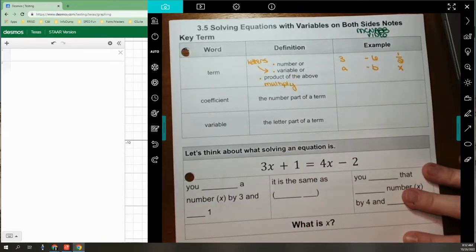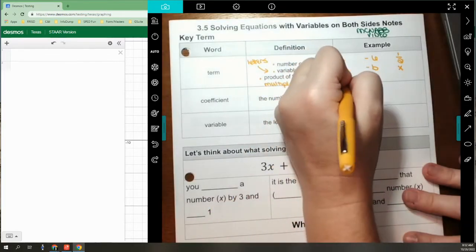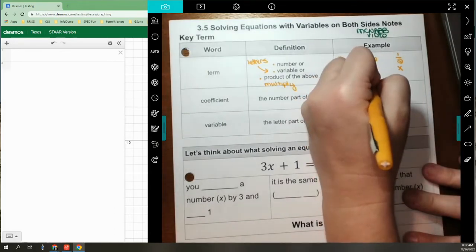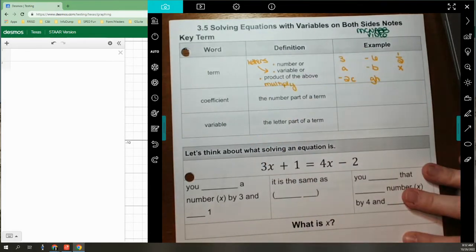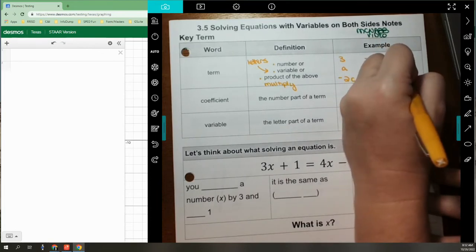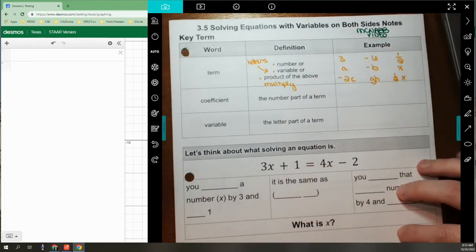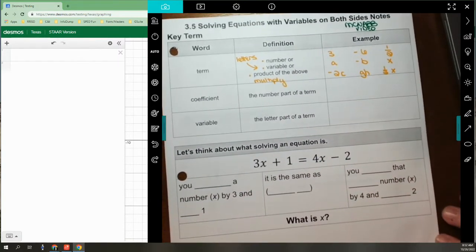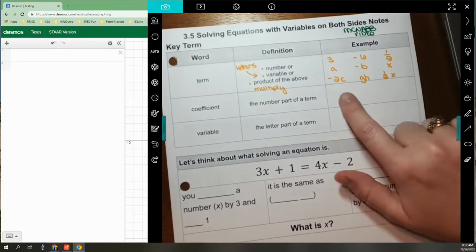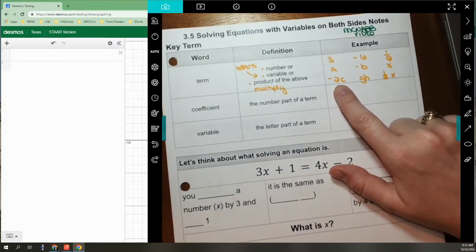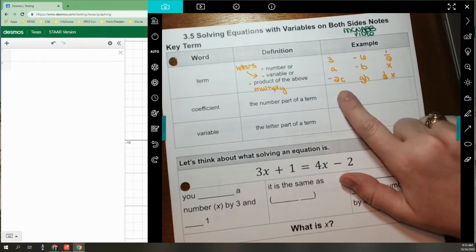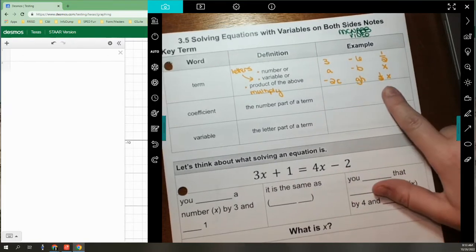And then any product of the above. You could have -2c. That means -2 times c. You could have gh. That means g times h. Or you could have 1/2 x. And that also means 1/2 times x. So this is a bunch of different terms that we have here that are just examples. And remember, when you have a letter and a number mushed together like this, it means that it's multiplied. Same thing with 2 letters. 2 letters mushed together means that they're multiplied. G times h, -2 times c, 1/2 times x.